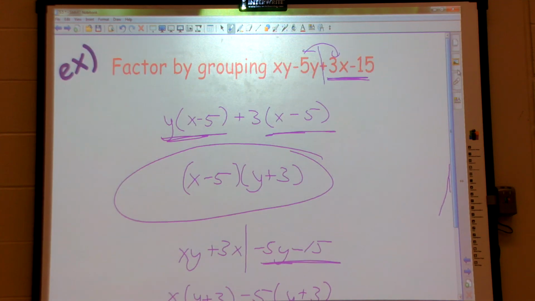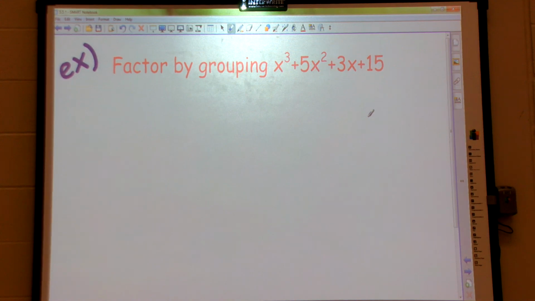Okay? But you should be thinking, if I had switched these 2 terms, xy minus 15, 3x minus 5y, well, that's an issue, correct? Because these have nothing in common and these don't. So, yes and no. I can rearrange it and still get the same answer. But if I rearrange it and can't pull anything out, you can't do it that way. So sometimes order matters, sometimes it doesn't. Does that make sense? Okay, let's do another.